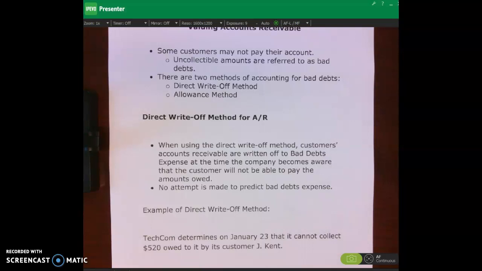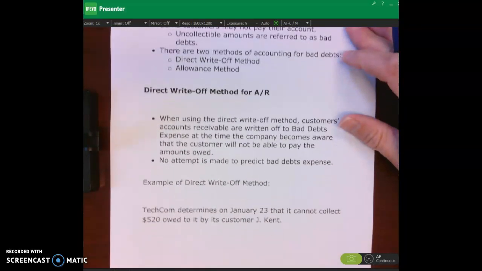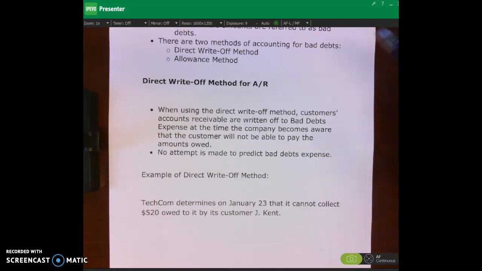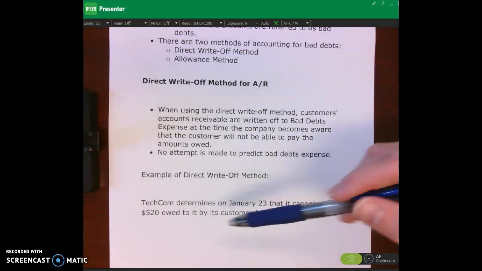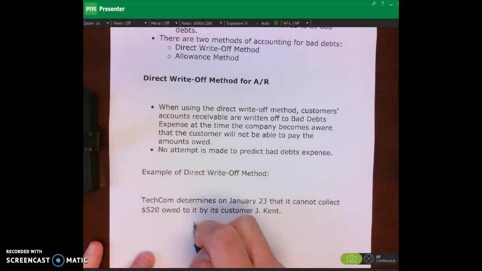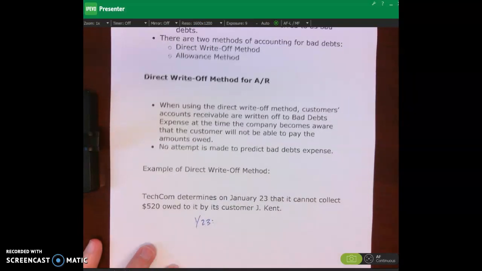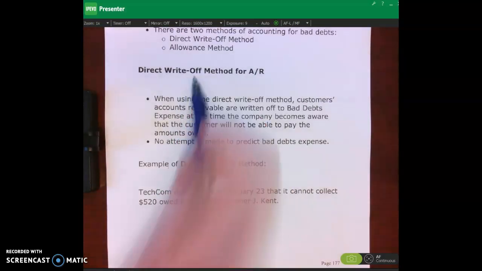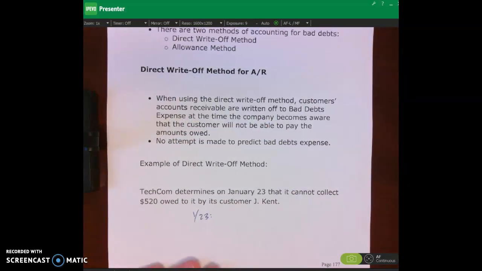So let's look at our example right over here. TechCom determines on January 23rd that it cannot collect $520 owed to it by its customer, J. Kent. So on 1/23, we determine, you know what? We're never going to get paid by J. Kent. It's not going to happen. So on 1/23, we have to do a journal entry to write off J. Kent's receivable.